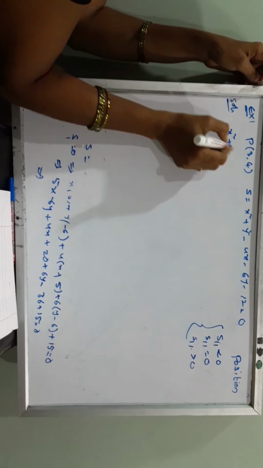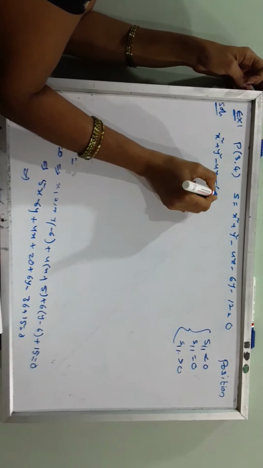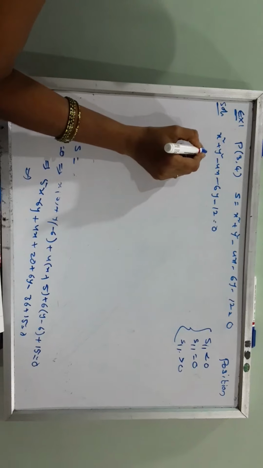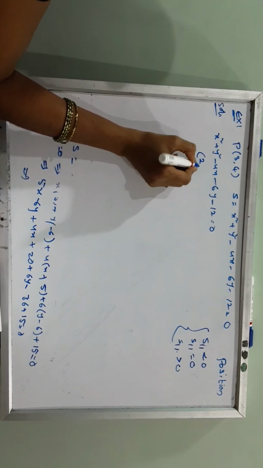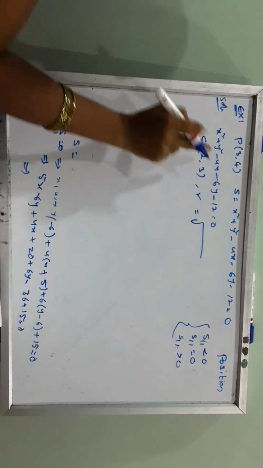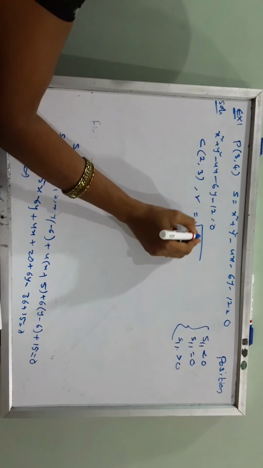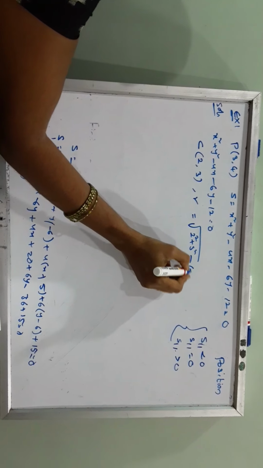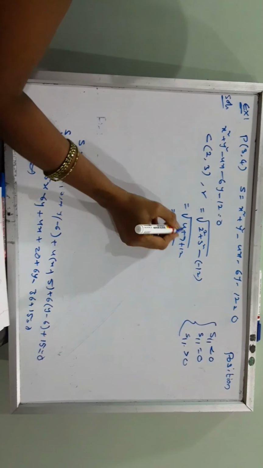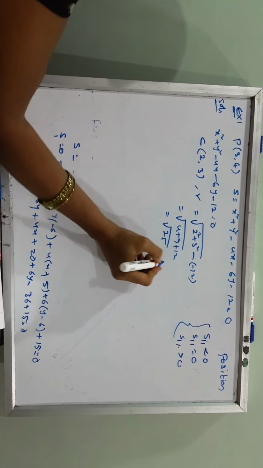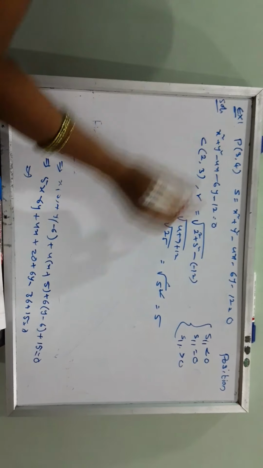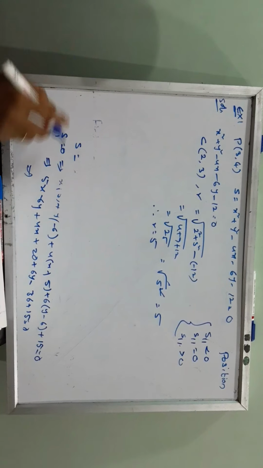Here x square plus y square minus 4x minus 6y minus 12 is equal to 0 is the given equation. Here the center is (minus g, minus f), that is (2, 3). This is the center, and the radius is root of g square plus f square minus c. 2 square plus 3 square minus of minus 12 is equal to 4 plus 9 plus 12, which implies 4 plus 9 is 13, 13 plus 12 is 25. Root 25, the square root cancels with the square, 5. Therefore r is equal to 5.